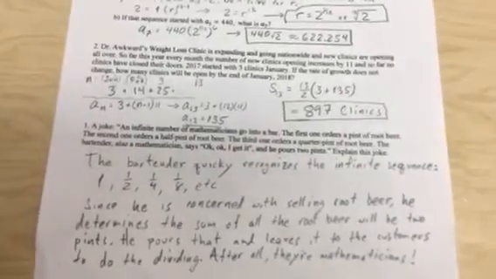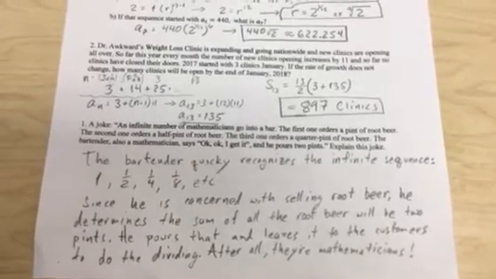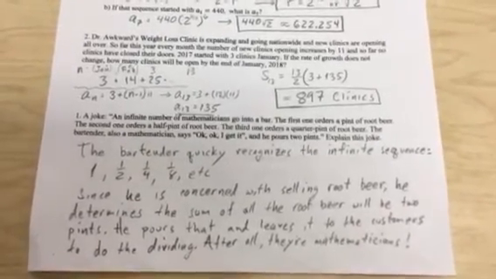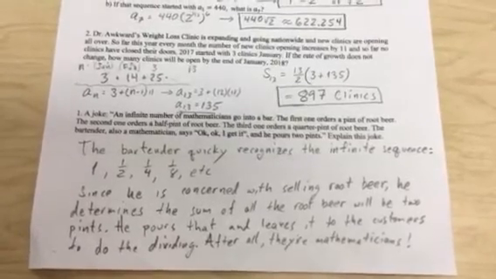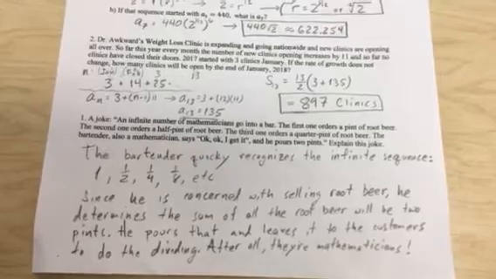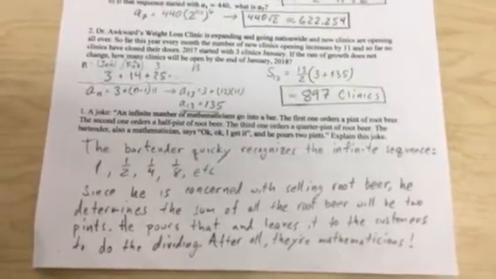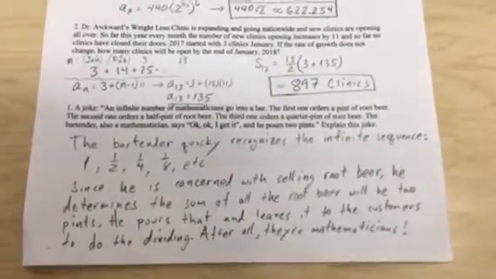And so the bartender recognizes that there's an infinite sequence going on, 1, 1/2, 1/4, 1/8, etc. And since he's only concerned with selling root beer, he determines that the sum of all the root beer sold will be 2 pints, because that's the sum of that infinite series. He pours that and leaves it to the customers to do the dividing. After all, they are mathematicians.